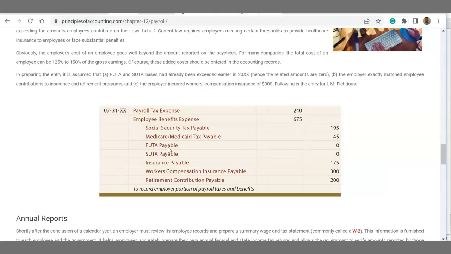If it is FUTA SUTA payable, let's say $10 here and $5 there, let's say 15, that $10 and $5 will be added to 240. So payroll tax expense will be 255. But because it passed already the 7,000 threshold, then it will be zero.